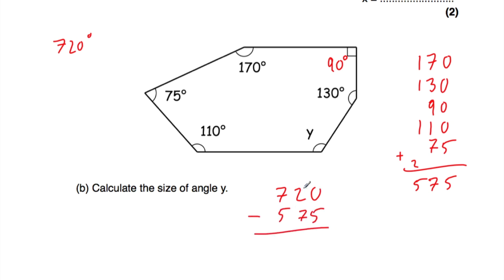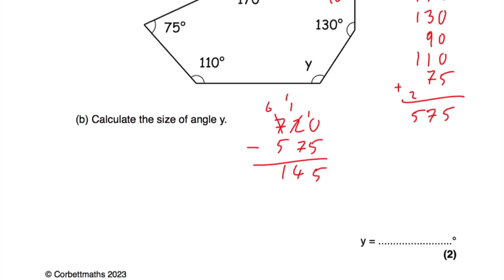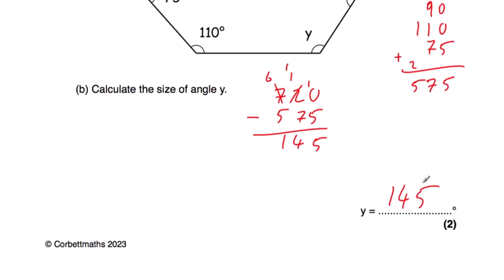0 take away 5 we can't do, so let's borrow. So that's 1 and 10. 10 take away 5 is 5. 1 take away 7, again, we're going to need to borrow, so 6 and 11. 11 take away 7 is 4, and 6 take away 5 is 1. So it means the size of Y is 145 degrees.